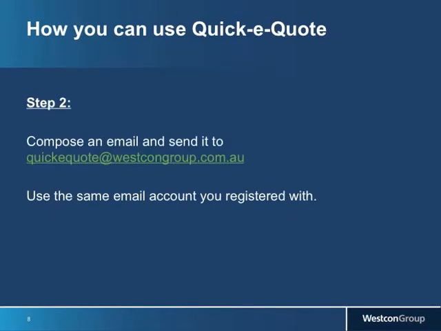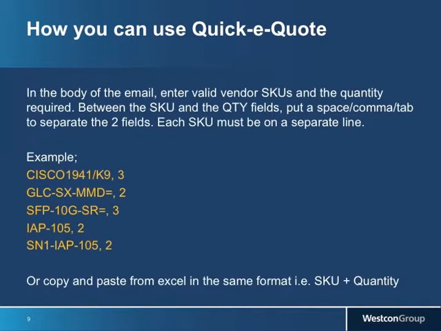Once our customer service team has verified your login credentials, you'll be granted access and you can start using Quickie Quote. Step 2. To start a new quote, start composing a new email and put the following email address in the to field, quickie@westcongroup.com.au. Make sure you are sending the email from the same email account which you used to register for Quickie Quote. In the body of the email, you need to put the valid vendor SKUs and the quantity required. Each SKU to be quoted must be on a separate line. You will need to use a space, comma, or tab as a delimiter between the SKU and the quantity fields.